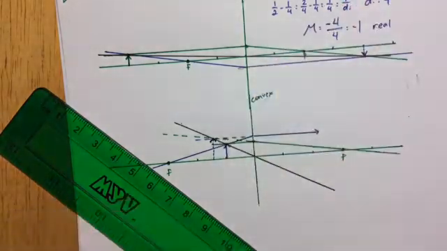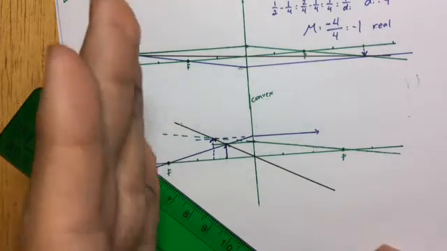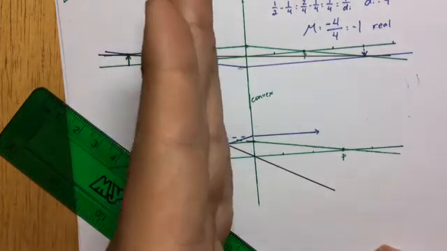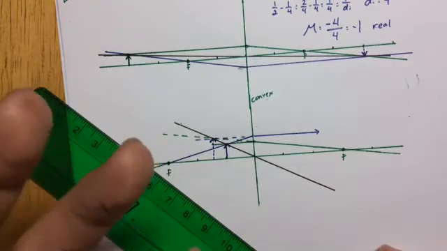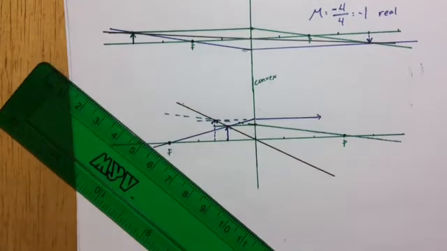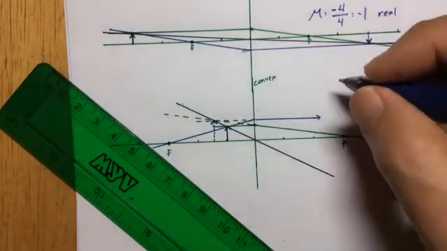Okay, and it looks like it's going to be a little bit bigger than my object. It's definitely going to be virtual. You can't put a piece of paper there without blocking the incoming light in the first place, so you can only see it, you can't project it. Time to work the math. Let's just see if we're right.